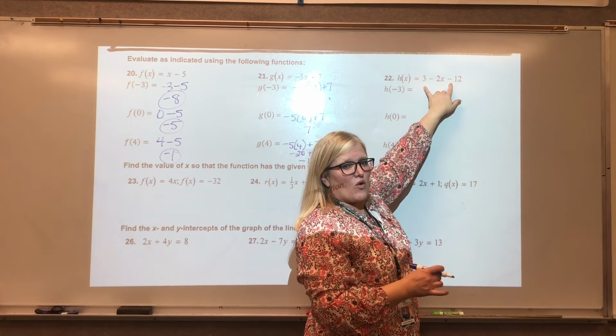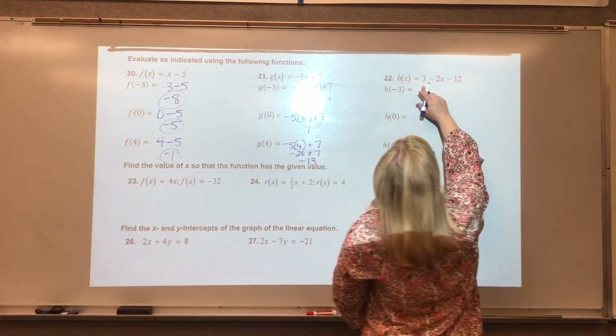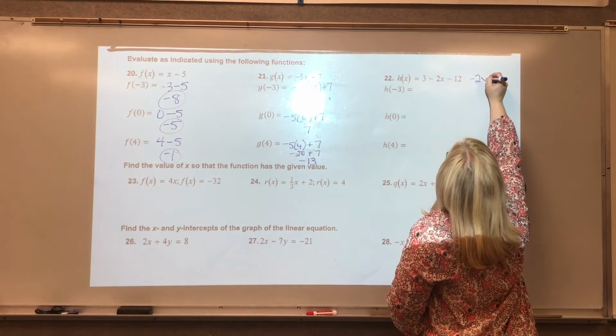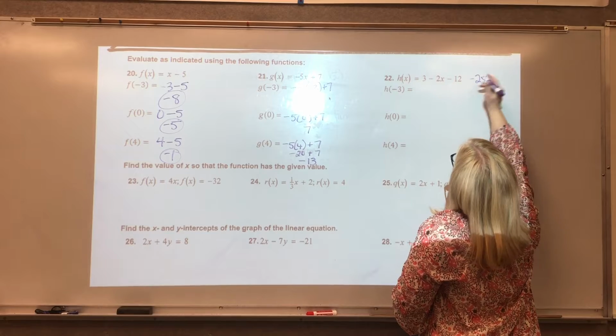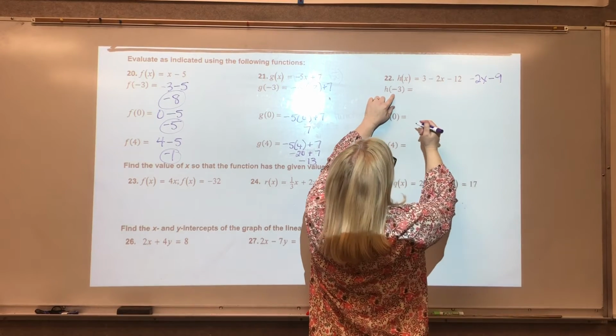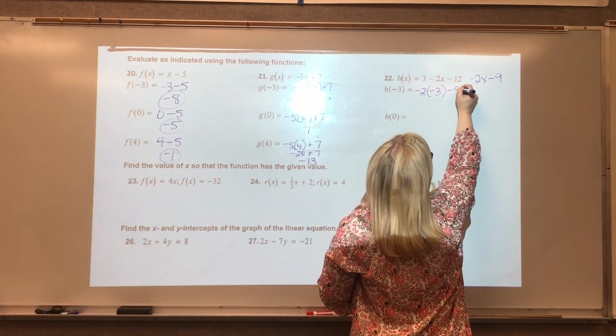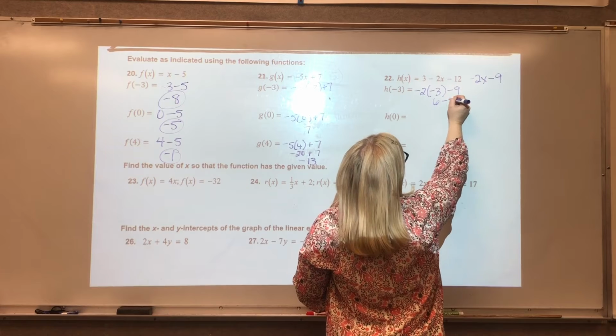Okay, and finally, if you look at this, we can see that we actually can simplify this a little bit before we go on. Okay, so this is going to be -2x. 3 minus 12 is -9. So we're going to use that one. So h of -3 is -2 times -3 minus 9. So this is 6 minus 9.